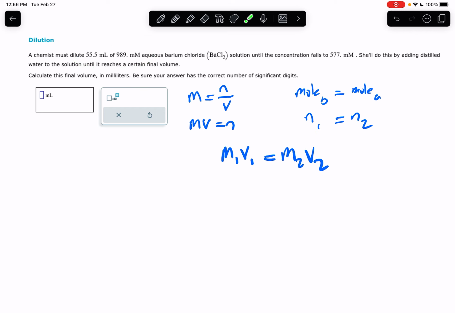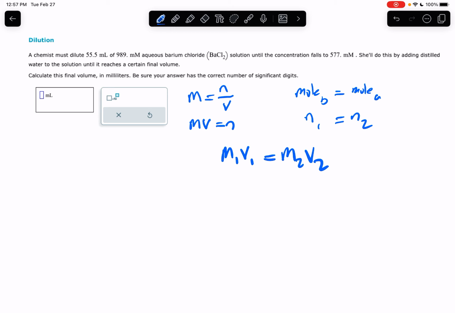So now if you take a look, they give us the molarity in millimolar, just because they want to be difficult, and then they give us the volume in milliliters, and ultimately they're asking us to solve for the final volume in milliliters. They're asking us to solve for this in milliliters.